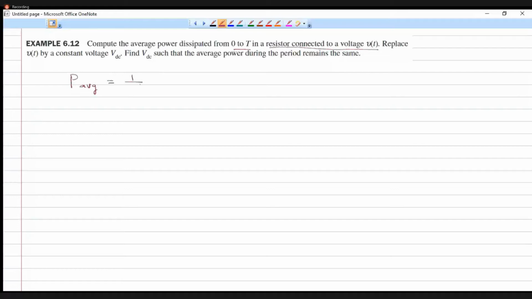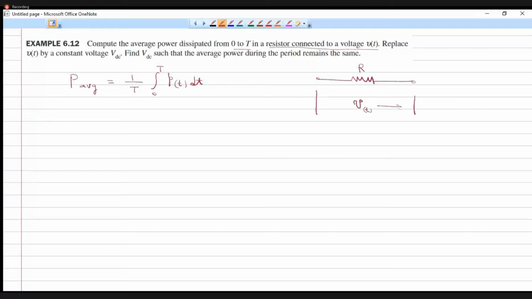If you know the power, then we can find the average power, which is given by 1 by T integral 0 to T, the time period, of the instantaneous power p of t dt. So we should know the instantaneous power, or the function for this power in terms of t. If you have a resistor, what is the power dissipated in it? If I am applying a voltage, yeah, V into I.